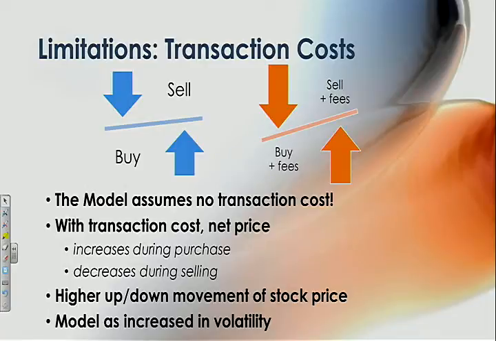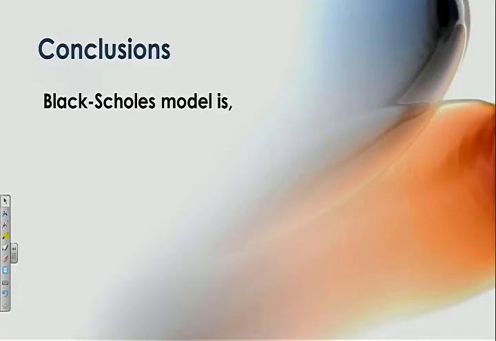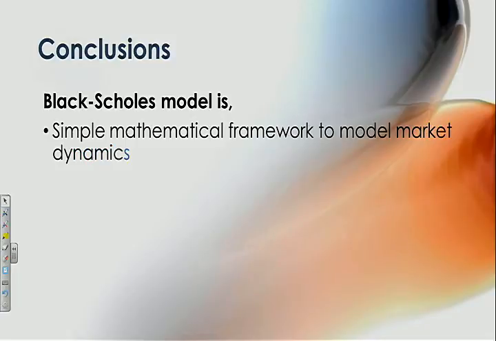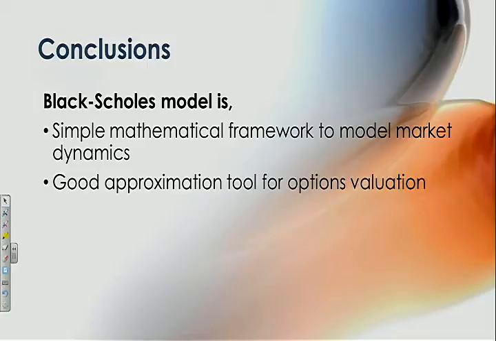The result of this is a model with a higher volatility. As a result of our research, we can conclude that the Black-Scholes model is a simple mathematical framework to model market dynamics. It is also a very good approximation tool for option values, although we did analyze that it's not a perfect tool and that there are many factors around the world that are very unpredictable, such as economical crisis like the one in Russia or Thailand.